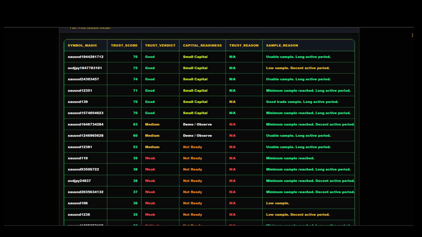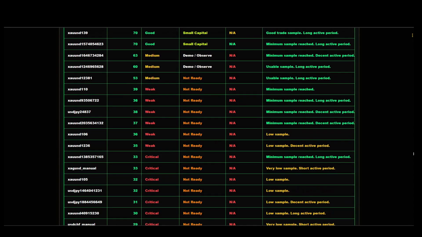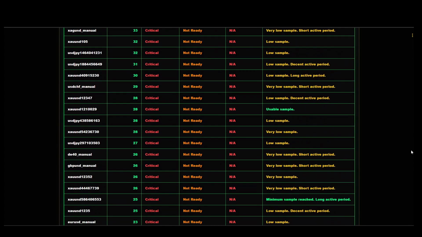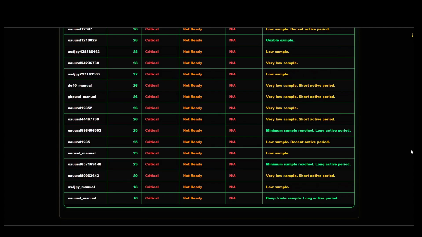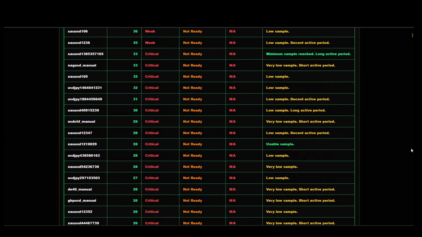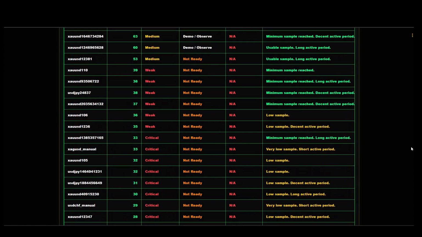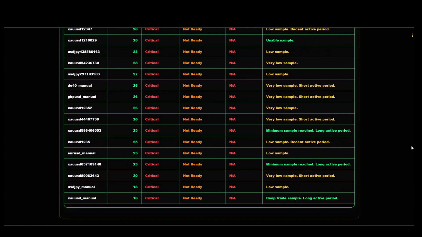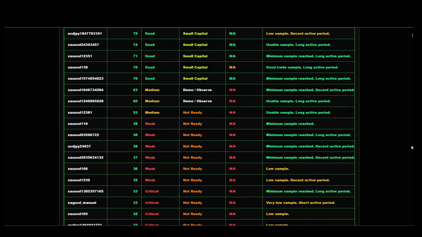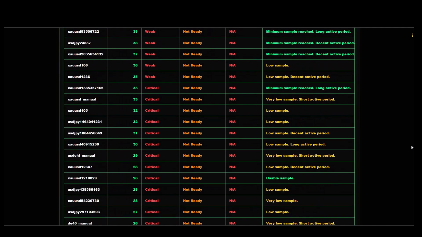And this becomes important because the workflow is no longer only evaluating profitability. Now it is evaluating how much structural evidence the robot actually has behind its behavior. So some robots show usable samples with long active periods, good trade samples, deep trade samples, and broader historical durability, while others still remain stuck in low sample structures, very low sample structures, or short active periods, where the workflow recognizes that the statistical proof is still too fragile for stronger institutional trust.